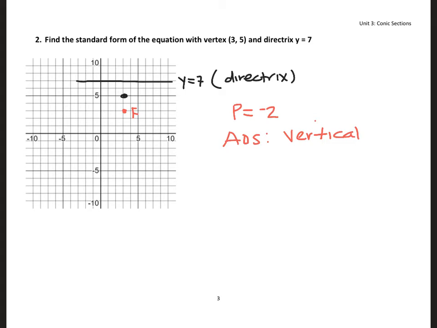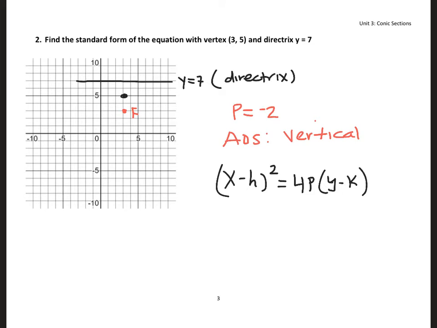It's going to be vertical. So now I can write the equation. Let me write the equation. So how is it going to be? So this is going to be x minus h squared is equals to 4p y minus k.